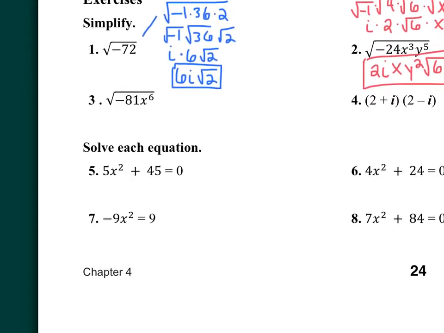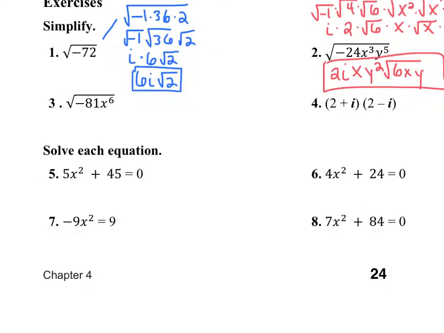Number 4. We're going to break this up into square root of negative 1 times 81, because 81 is a perfect square, 9 times 9. And x to the 6th actually is a perfect square. It would be x to the third times x to the third, because you add exponents when you're multiplying. So then we're just going to take the square root of each piece.